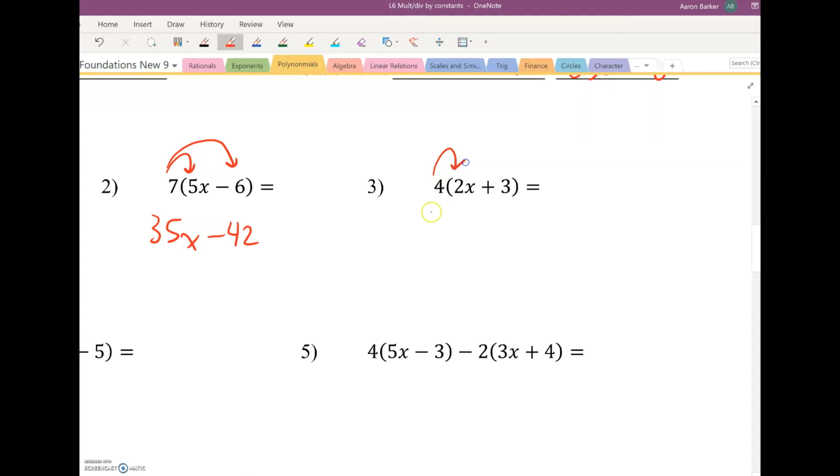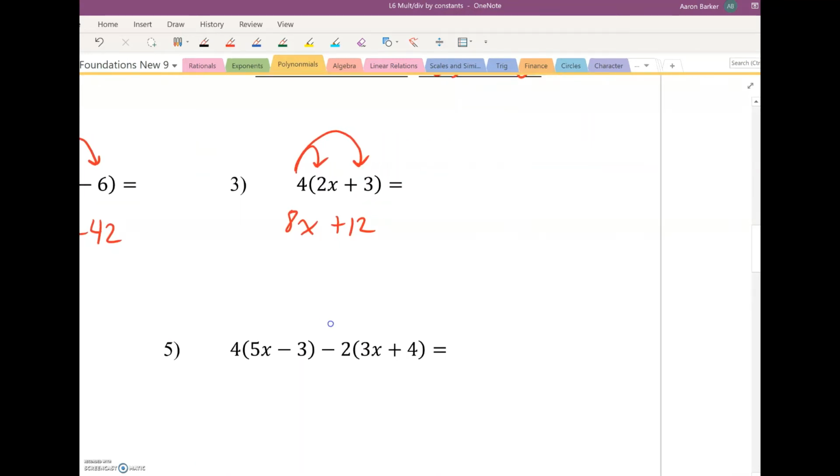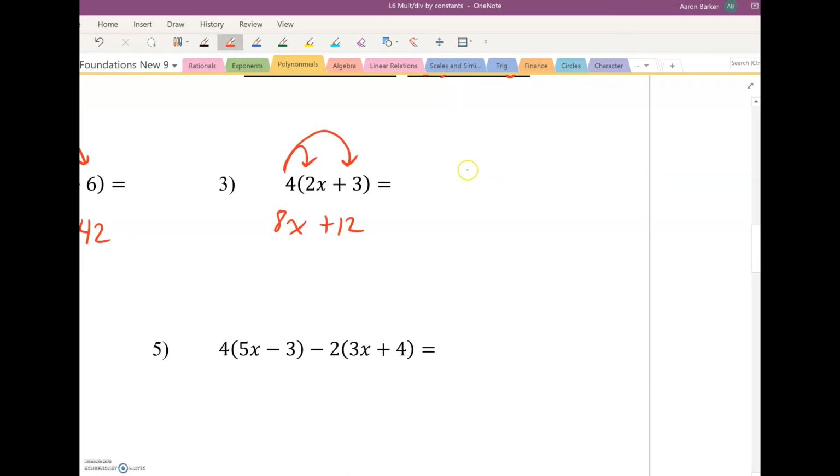So 4 times 2x, 4 times plus 3. There we go. Now, what if you had it the other way around? What if you had 2x plus 3 times 4? Is that going to change anything? Well, if you want, you could just go ahead and move it to the front. That would be fine. Or you can just go multiply it.